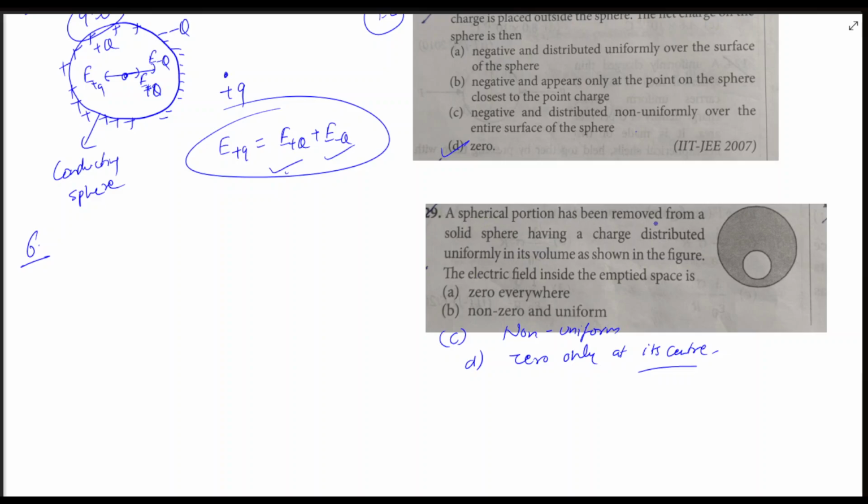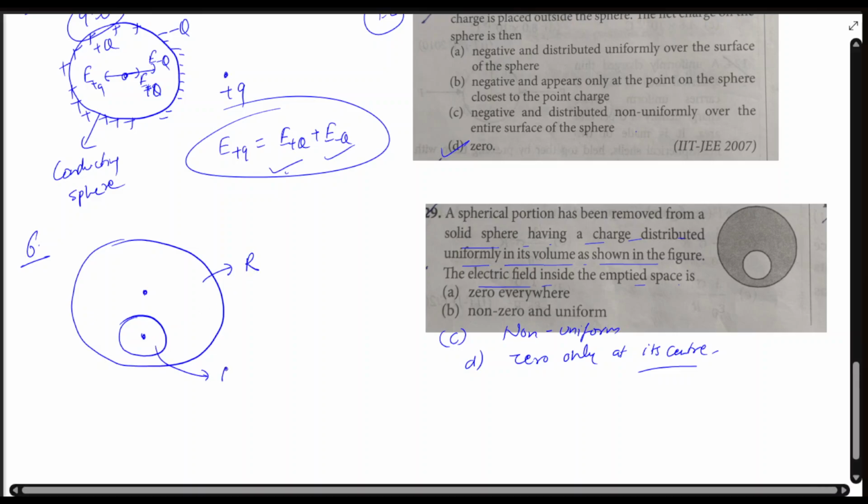Let's study this question. A spherical portion has been removed from a solid sphere having a charge distributed uniformly in its volume. The electric field inside the empty space. Okay, so we can derive it. It's very simple. Let's say we have a cavity here. This is our center, and this is the center of the cavity. Let's say the sphere has a radius r, and this cavity has a radius r dash. Now this point is O, this point is O dash.